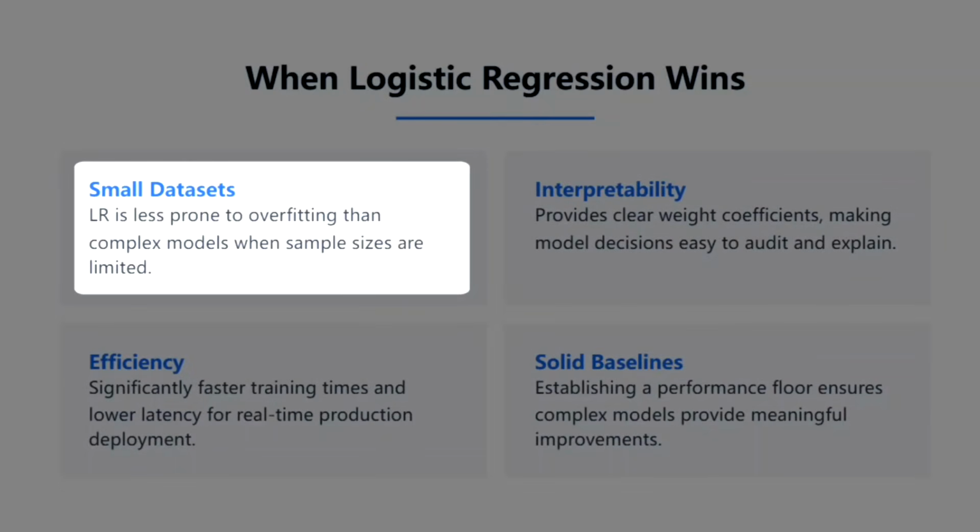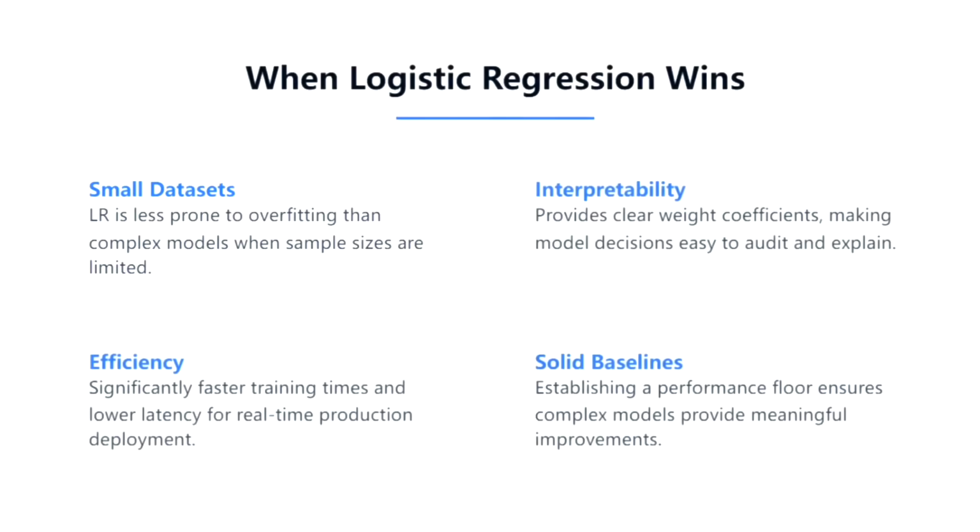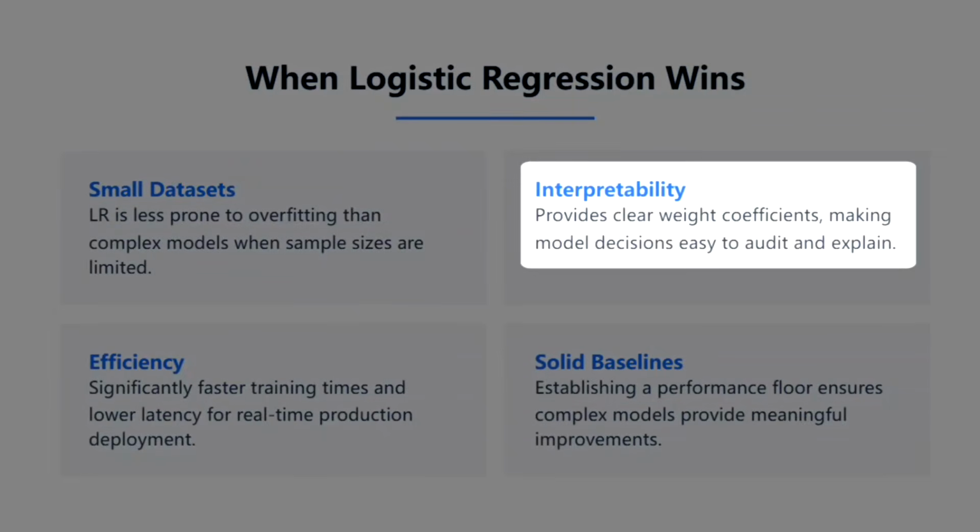First, consider your dataset size. When working with small datasets, logistic regression is significantly less prone to overfitting. A neural network with thousands of parameters can easily memorize small amounts of data, whereas LR's linear constraint provides a necessary regularization effect. Next is interpretability.